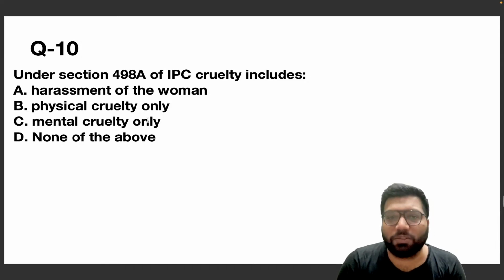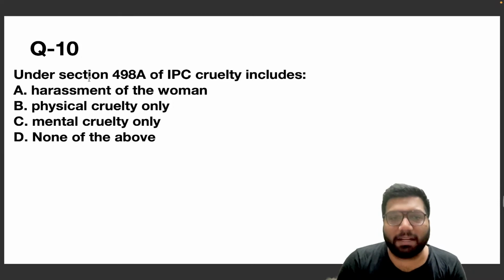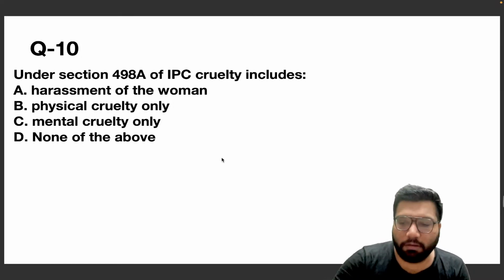Mental cruelty only, that's why this is not correct. And A is the most appropriate answer, that is harassment of the woman. Next.